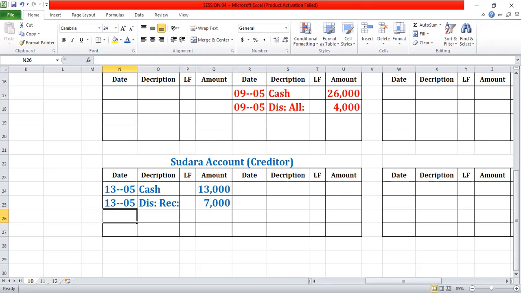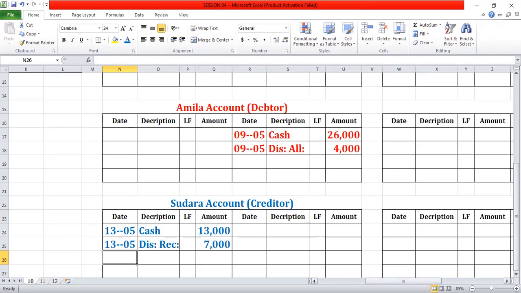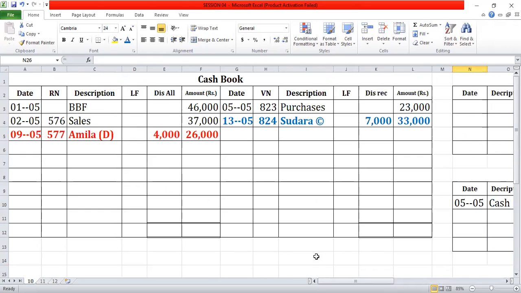Okay, good. Right. Next one, 14th, we have paid the water bill 12,000. It's a payment. The date is 14th May. 825 is the voucher number. Water bill. We have paid 12,000 in cash.